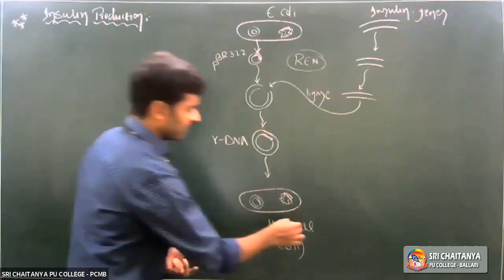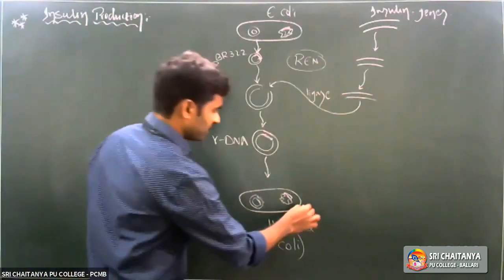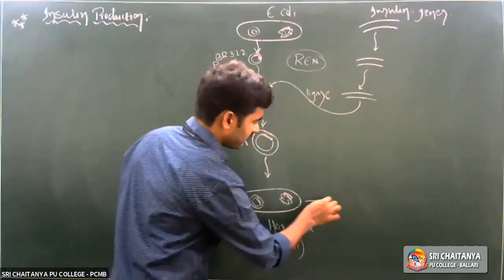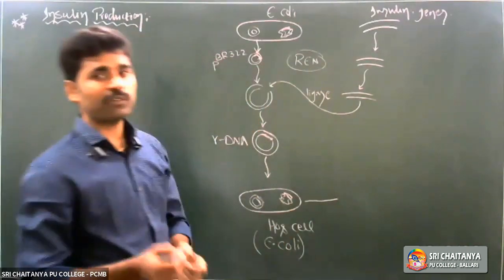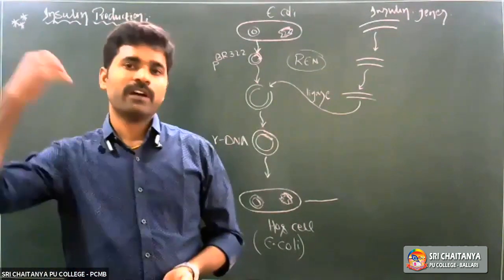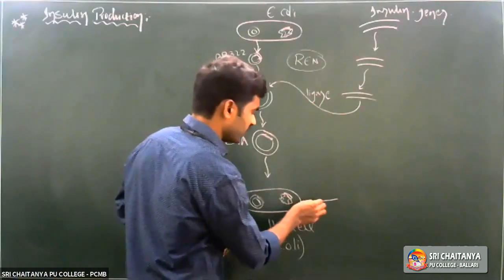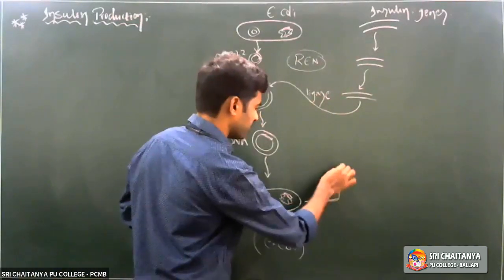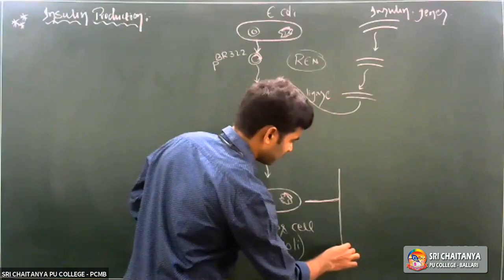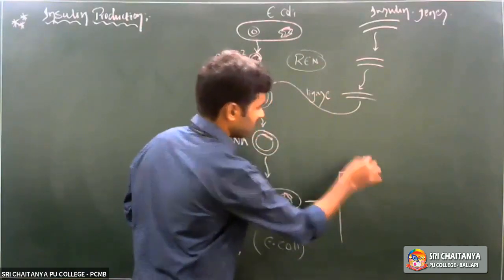After insertion of rDNA into the host cell cytoplasm, we need to select recombinant cells from the non-recombinant cells by using selectable markers, the insertional inactivation method, or the colony hybridization method. After selection of recombinant cells from the non-recombinant cells, we transfer those bacterial cells into the bioreactors.